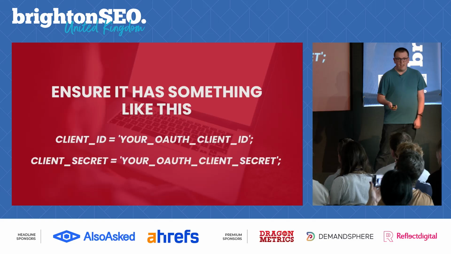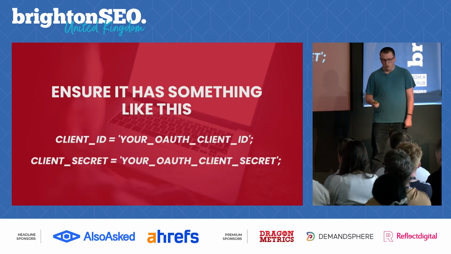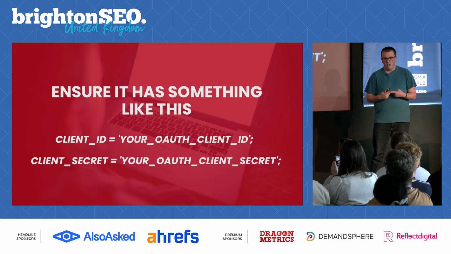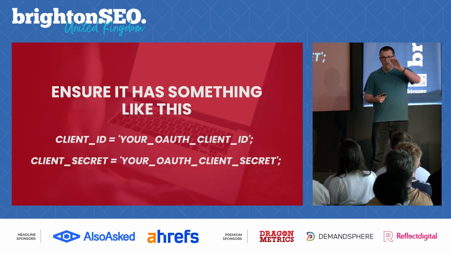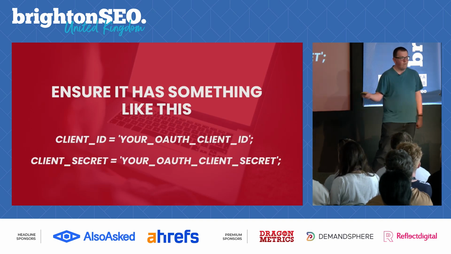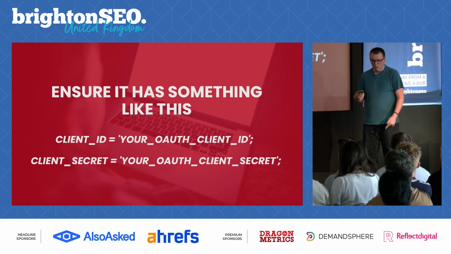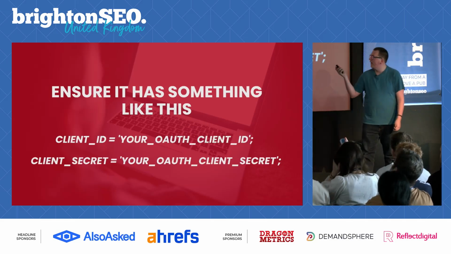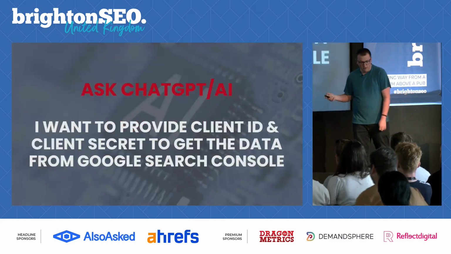So once the AI has created that specific code, you want to ensure that it has client ID and client secret in the code. Normally it's quite near the top of the code that's generated by AI. This is where you'll put the client ID and the client secret, which is your ID and secret from Google Cloud Console or whatever platform you're using. It depends on how their API works and what you need to put in, but for Google, it is the client ID and the client secret.